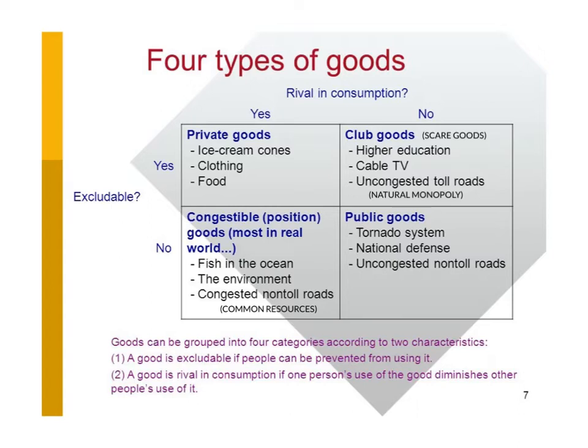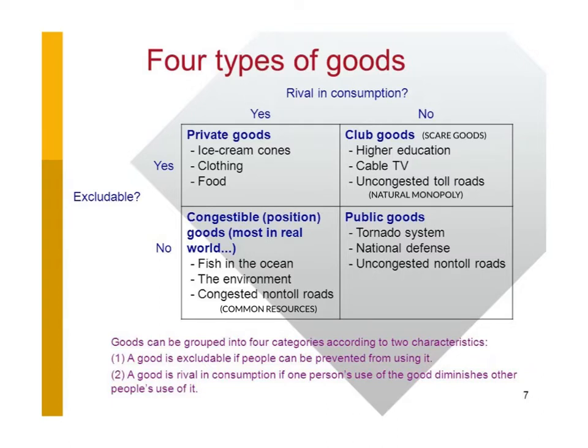On the other end of the spectrum, we look at public goods. Public goods are neither rival nor excludable. Therefore, public goods are goods that we do not pay for, and a good example of a public good would be our national defense.